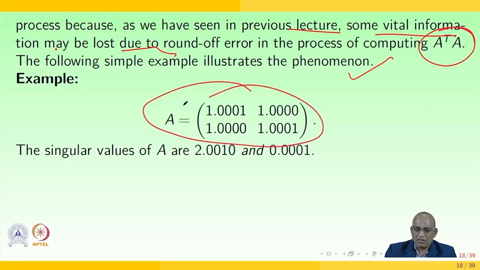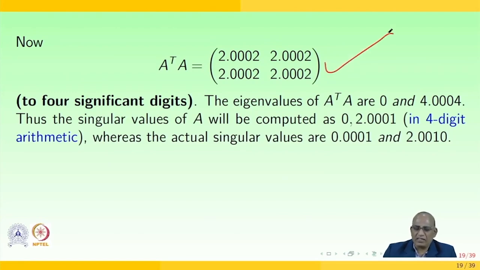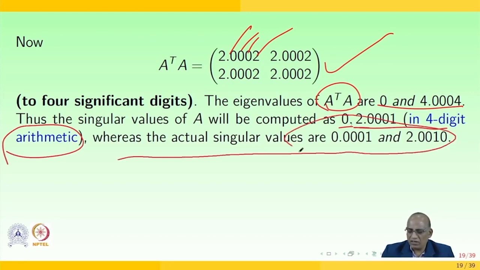So you have this matrix A equal to 1.0001, 1.0000, 1.0001. The singular values of A are 2.0010 and 0.0001. Now you can write A transpose A, that will be 2.0002, 2.0002, 2.0002, 2.002. So it is up to 4 significant digits: 1, 2, 3, 4 significant digits. The eigenvalues of A transpose A are 0.0004 and 2.0004. Thus, the singular values of A will be computed as 0 and 2.001 in 4 digit arithmetic, whereas the actual singular values are 0.0001 and 2.0010.